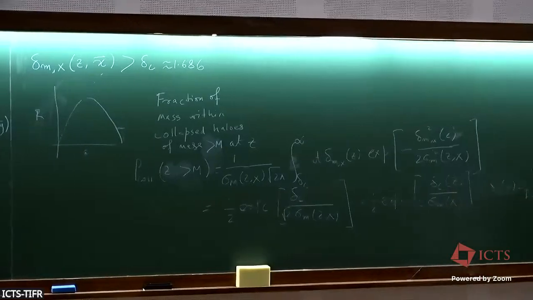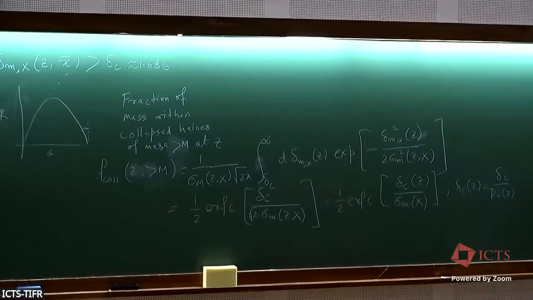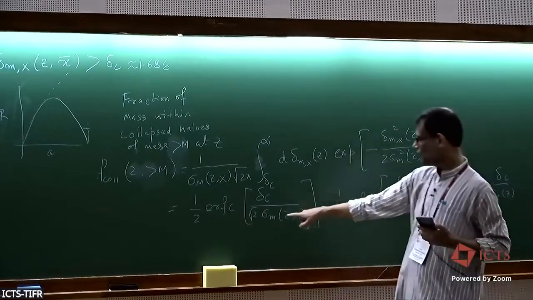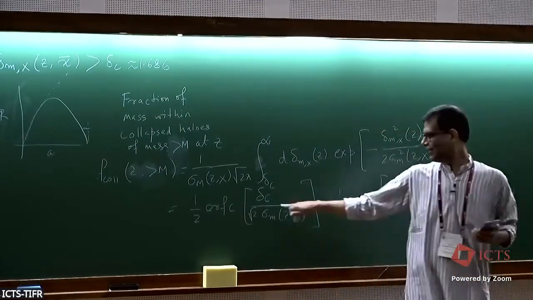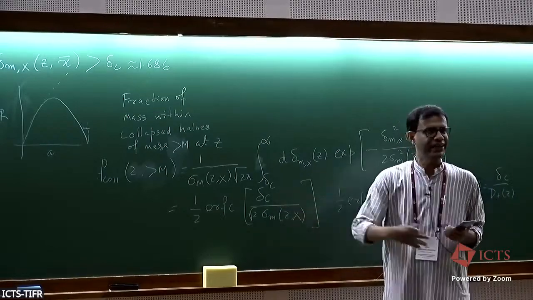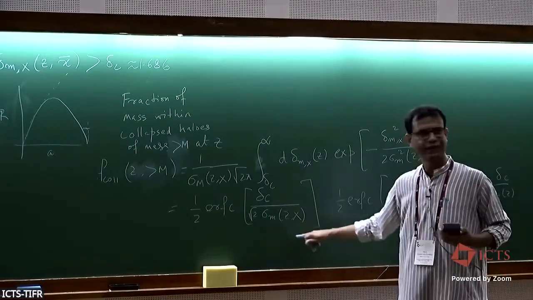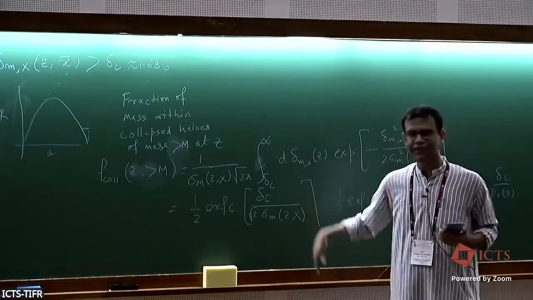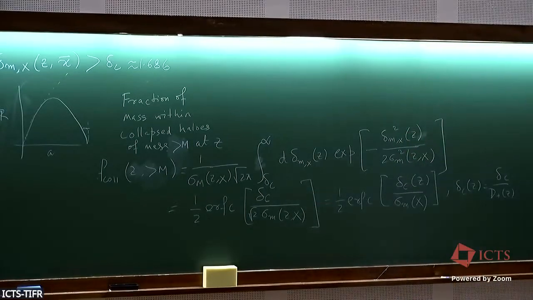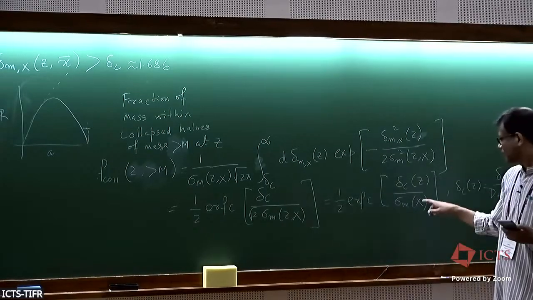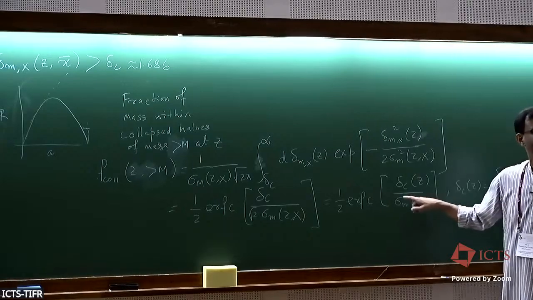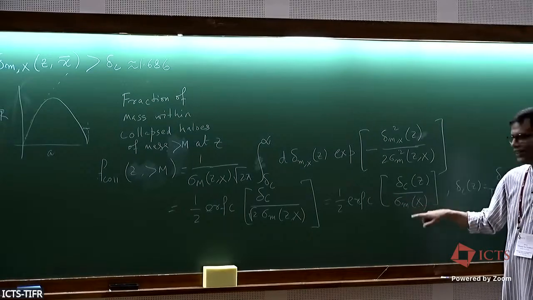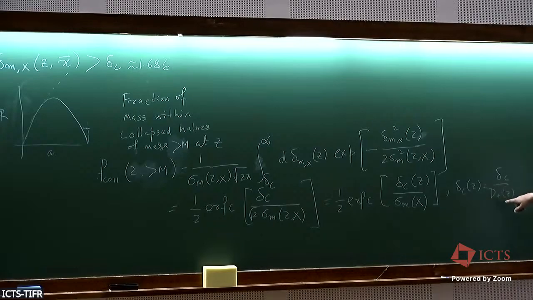And delta c z is 1.686 divided by the growth factor. So here what we were trying to do is see whether the density field at redshift z has enough dispersion that it crosses delta c. This is equivalent to saying whether the density field at redshift 0 has enough dispersion to cross delta c by d plus z. This is equivalent.